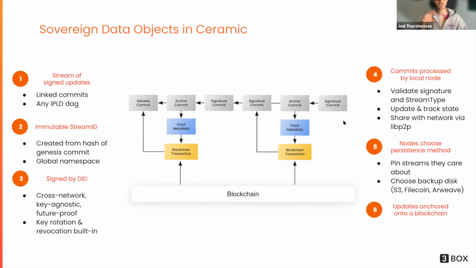And so the state transition function used in this system can be different things. There are different stream types in Ceramic. That could be a key-value store, or a JSON object, or an append list, or something like that. And all this networking is done over libp2p.